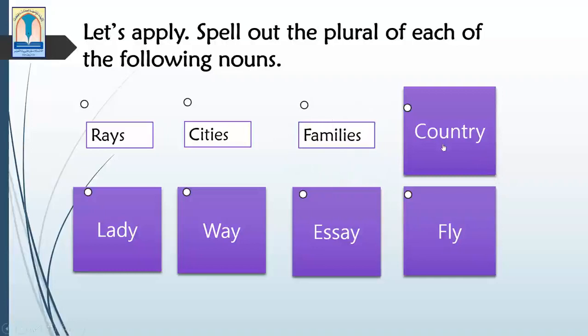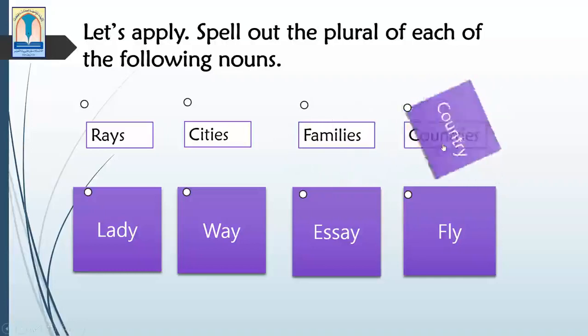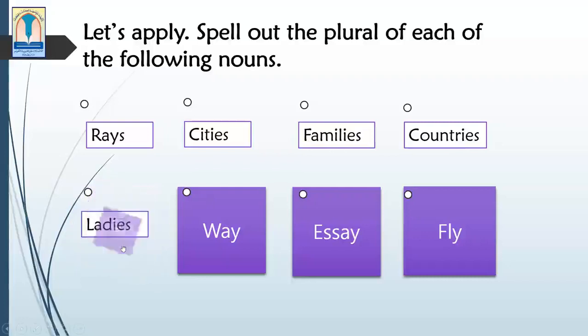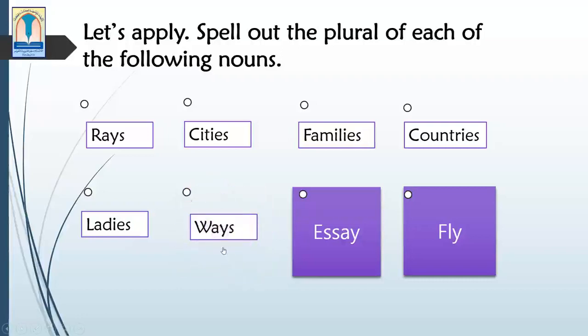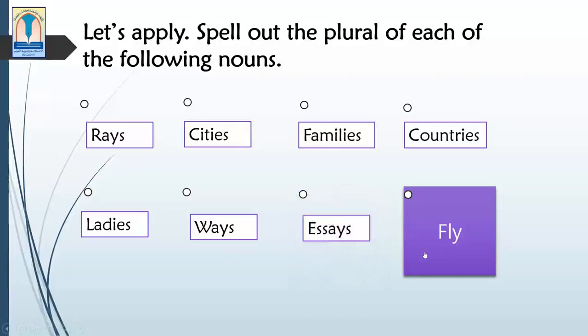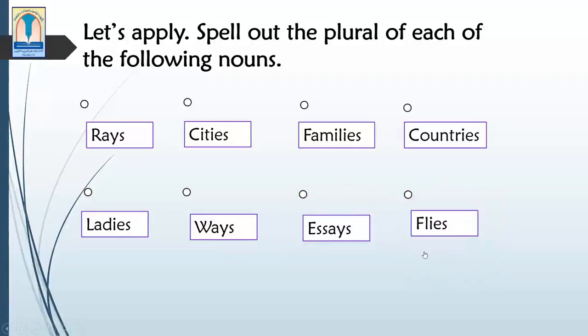Look at country, countries, drop the Y and add IES. Lady, ladies, IES. Wow, this is way. What do we have before it? This is a vowel letter, right? Then what should we do? We keep it and just add S. Essay, same as way. Good job. Fly, look over here. Flies, IES.